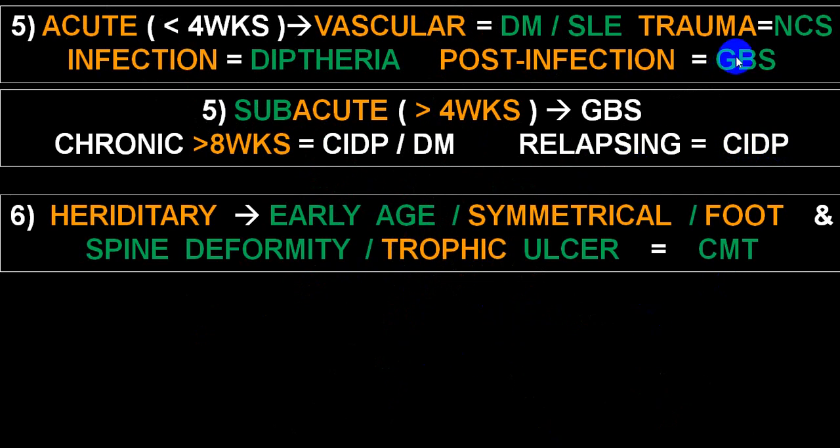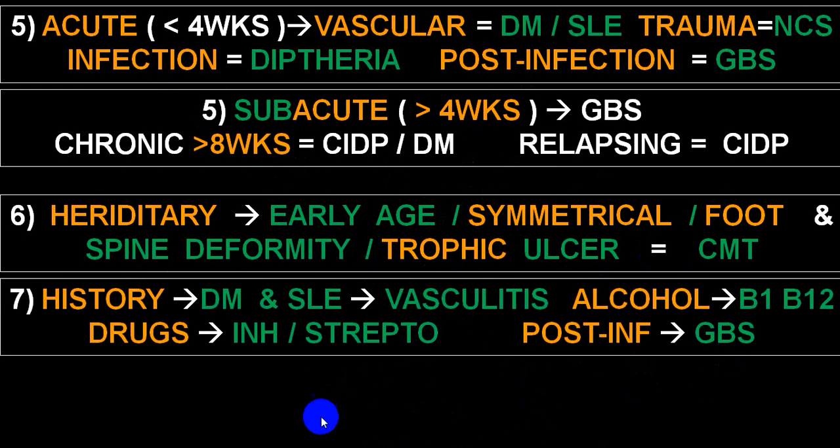While GBS is described as an acute inflammatory demyelinating polyneuropathy, AIDP. If there is a strong family history, it comes in early age group, symmetrical, foot and spine deformity, trophic ulcer, do suspect Charcot-Marie-Tooth. If there is a history of diabetes, very easy. And if there are skin lesions and clinically you are diagnosing SLE and the person has got nerve involvement, do suspect vasculitis is responsible in SLE for peripheral nerve involvement.